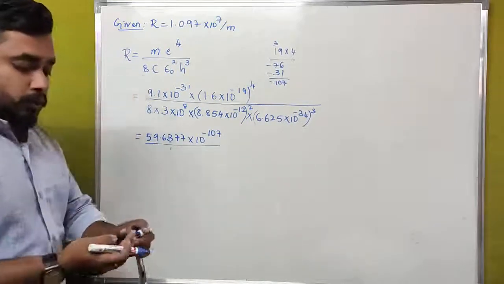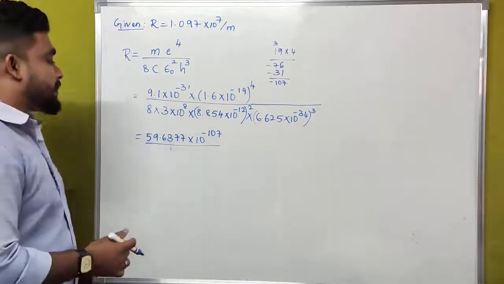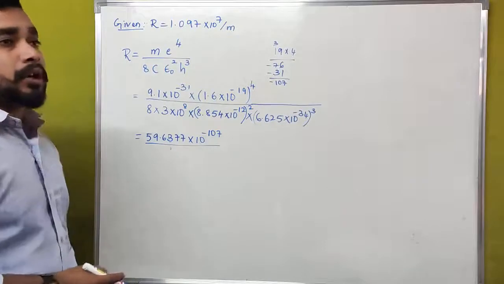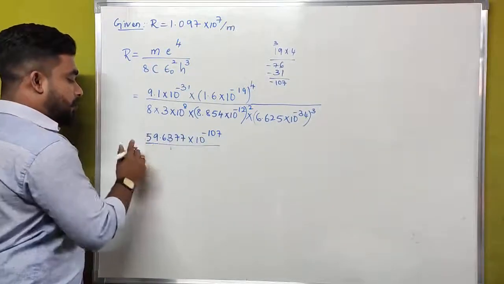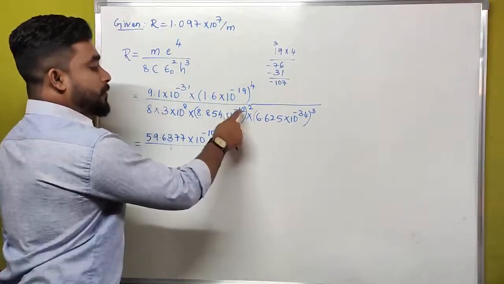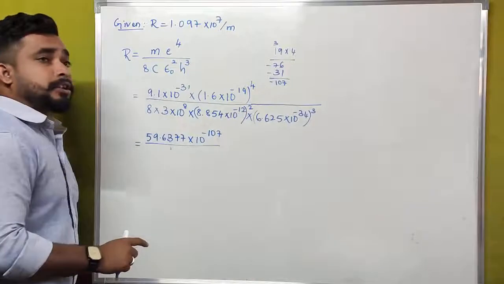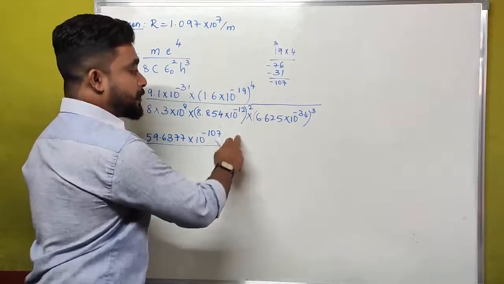Nine point one into 1.6 4 times, this is equal to 59.6377 into 10 to the power of minus 7. Now we have to calculate the denominator. Here what we have is 10 to the power of minus 12 into 2, which is equal to 10 to the power of minus 24.